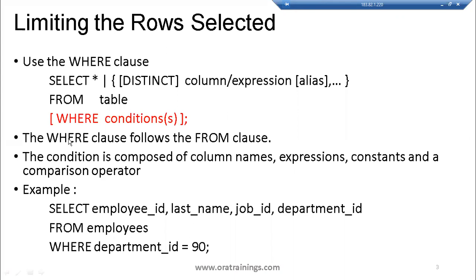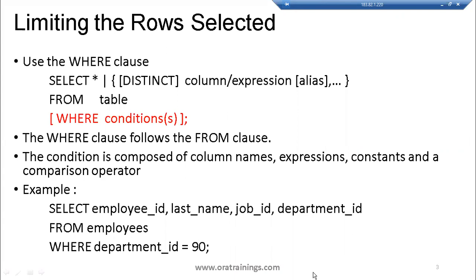Here we could see there are three clauses: select, from, and where. In this where clause, you can mention multiple conditions followed by AND or OR. The where clause will be provided after the from clause. The condition can be composed of expressions, constraints, comparison operators, constants, and many more. In the simple example provided here, we are trying to retrieve all the employees whose department ID is equal to 90.